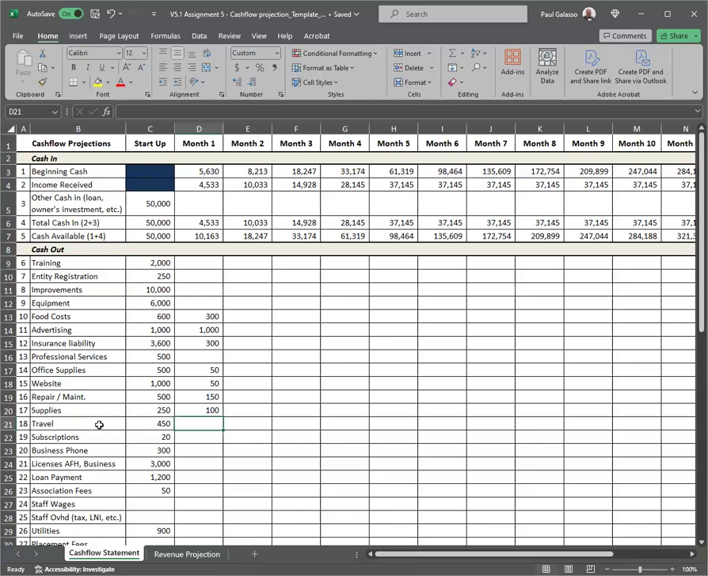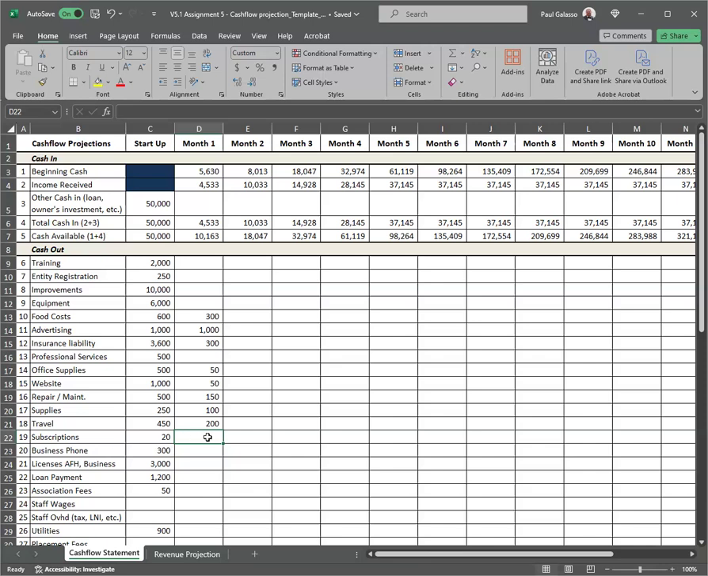Now we get into travel. This is going to be travel, gas, things like that. If you go on any road trips, if you go to any conferences, things like that. So I'm imagining that every month I'm going to spend about $150 a month or $200 a month. Let's go with $200 a month in gas just to cover ourselves.